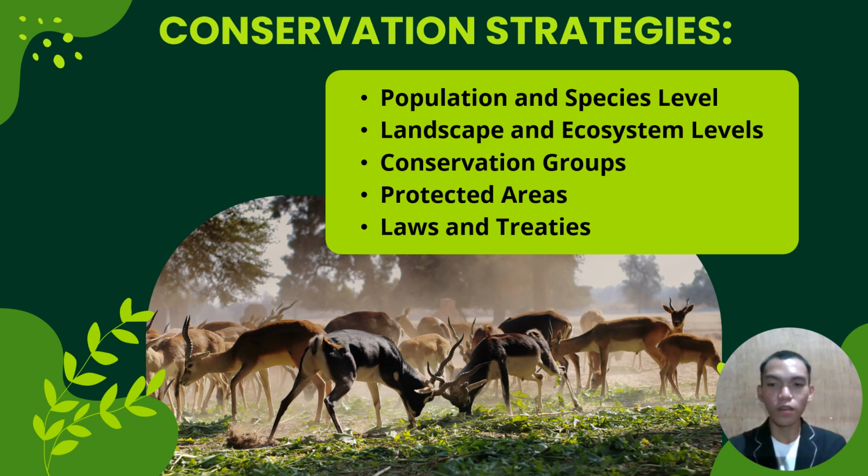Next, we have laws and treaties. Legal frameworks and international arrangements play a crucial role in conservation. Laws and treaties provide a basis for regulating activities that may harm biodiversity such as habitat destruction, overexploitation, or pollution. They establish standards for conservation practices and often involve cooperation between nations to address global environmental challenges.